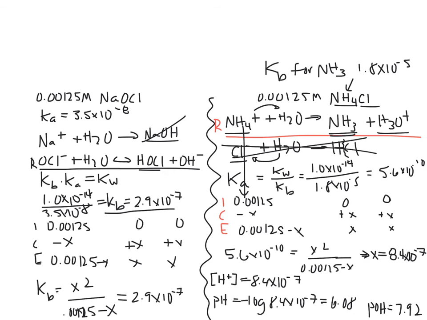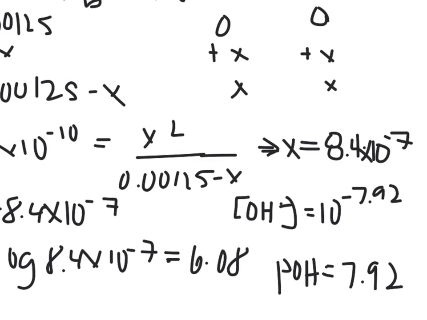And if I wanted to, I could totally find my hydroxide concentration. Not that I'm requested to, but the idea is that would just be 10 to the negative 7.92, which then would end up being 1.2 times 10 to the negative 8th.